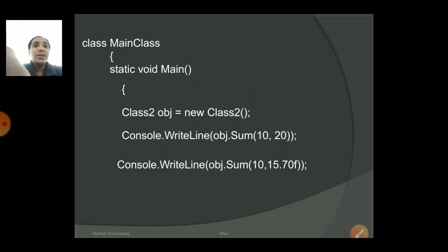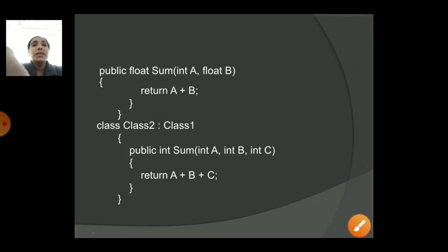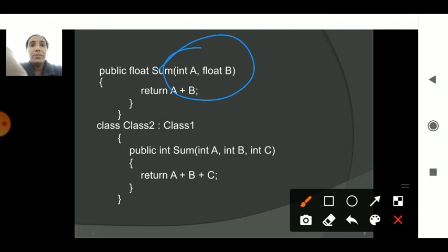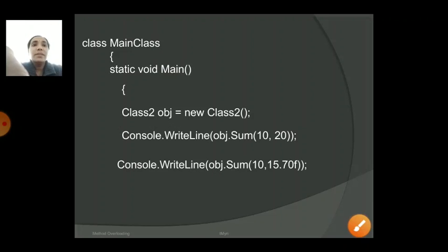Then next console.WriteLine, this object is calling the sum method. Here you can check out the variables which are there. One is of type int and another is of type float. Int and float, it is there in this particular method. So it comes here and prints the sum of the variables. It's 10 plus 15.7, that is 25.7. It will calculate and print on the screen.